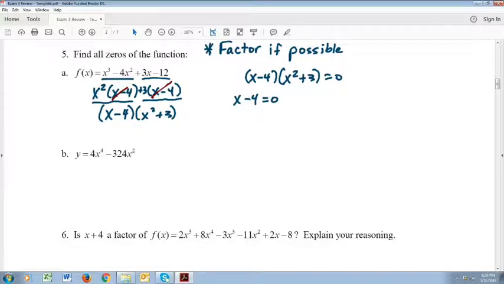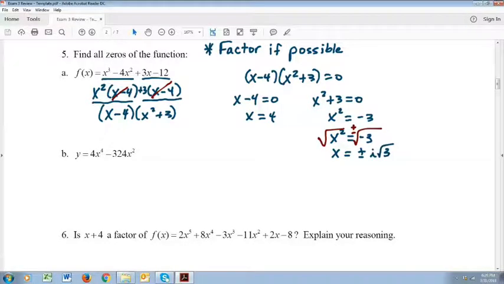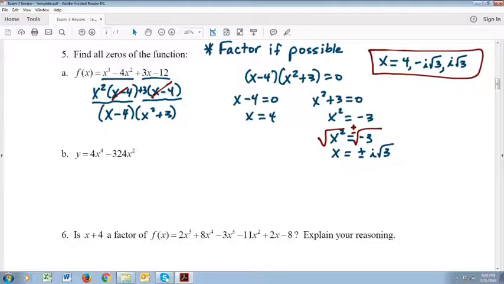When you set x minus 4 equal to 0, you get 4. And then when we set x squared plus 3 equal to 0, we're going to want to subtract 3 on both sides. And to get x by itself, the opposite of squaring is taking a square root. So let's take the square root of both sides. Don't forget that plus or minus, which we always do when we take the square root of both sides. We're going to get plus or minus i times the square root of 3. So our 3 zeros are 4, i root 3, and negative i root 3.